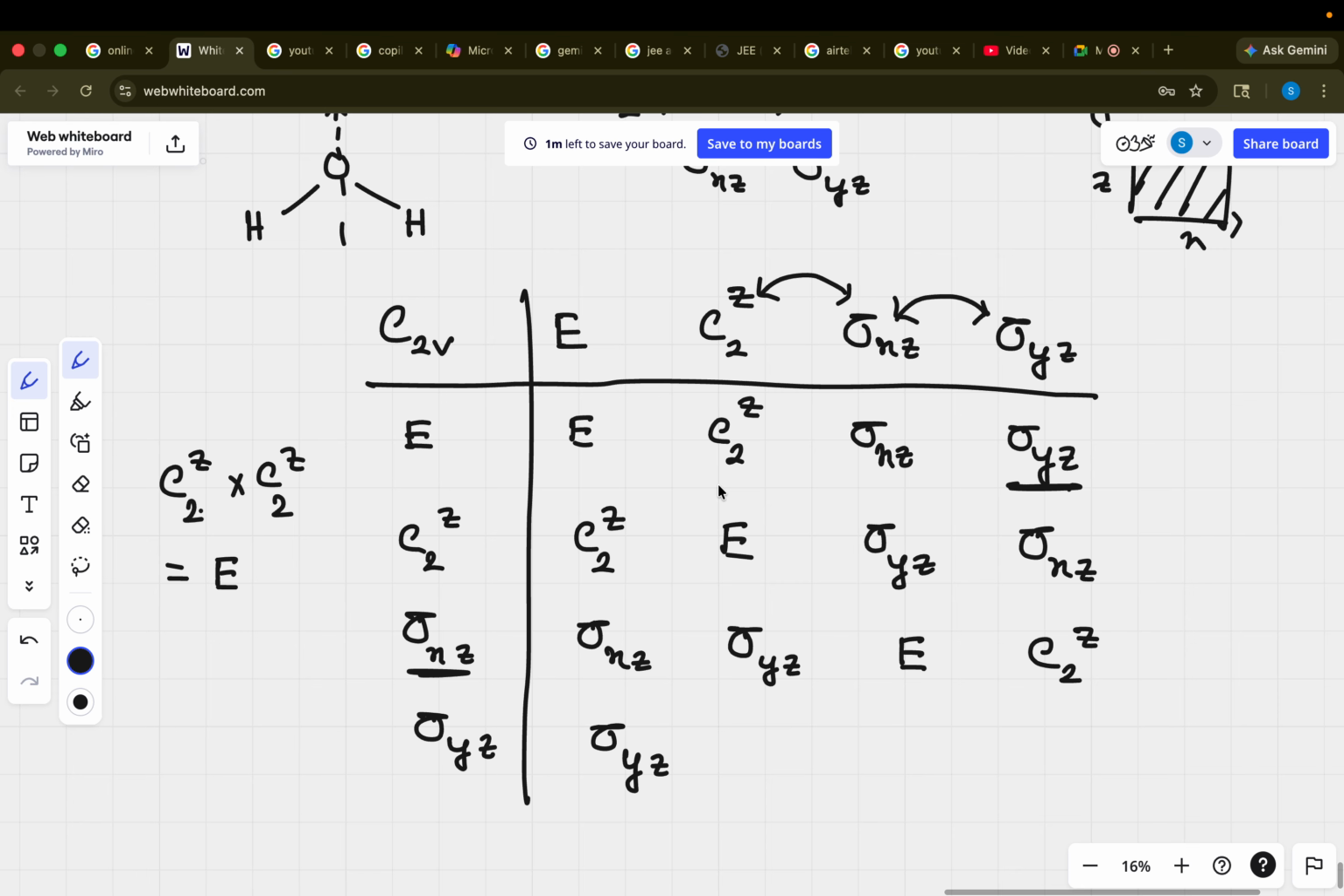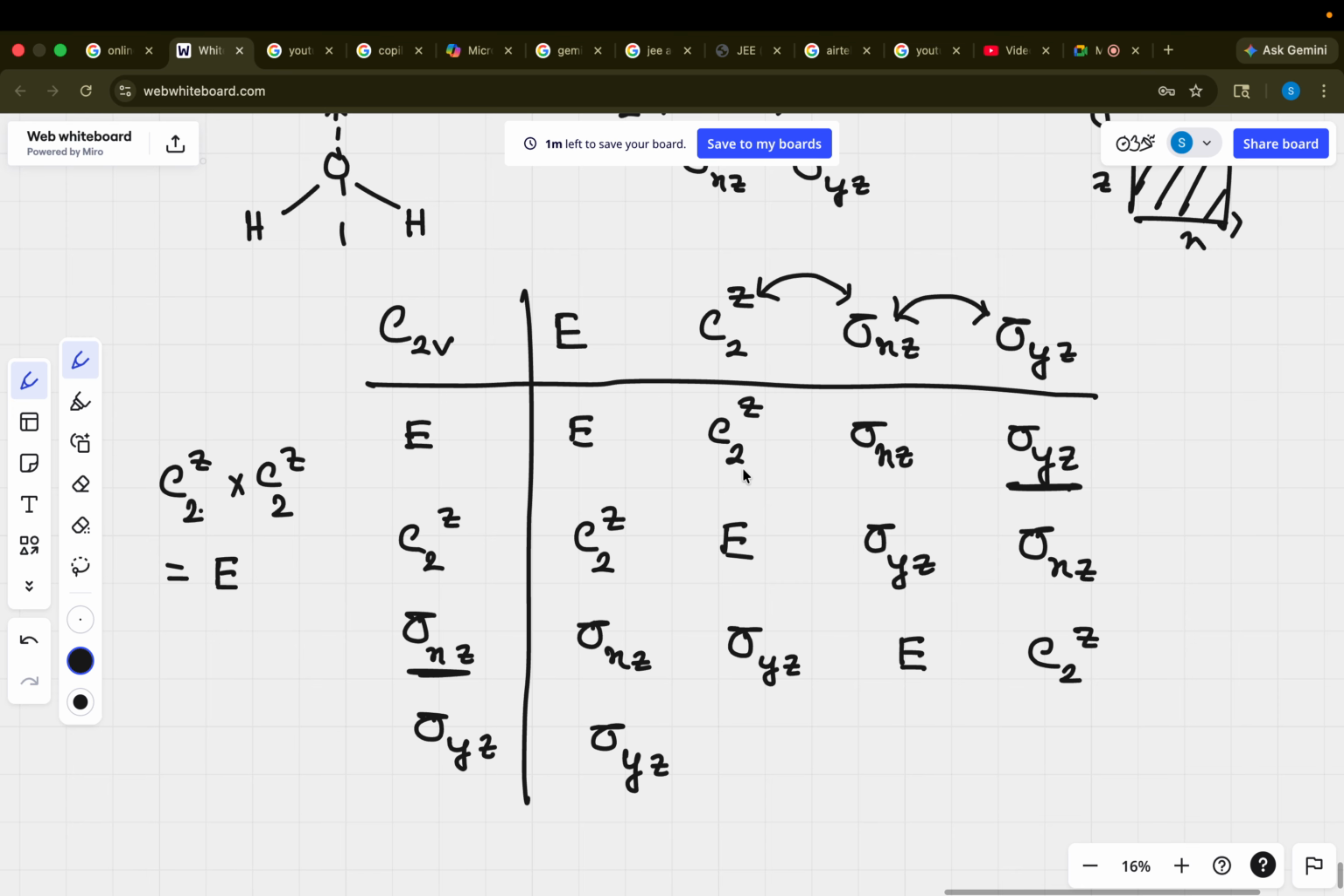Sigma yz into E, you will get sigma yz only. Now sigma yz into C2z, you will get sigma xz. Sigma yz into sigma xz, you will get C2z. And sigma yz into sigma yz, you will get identity. So like that you have to form the table, and this is the whole group multiplication table we have.